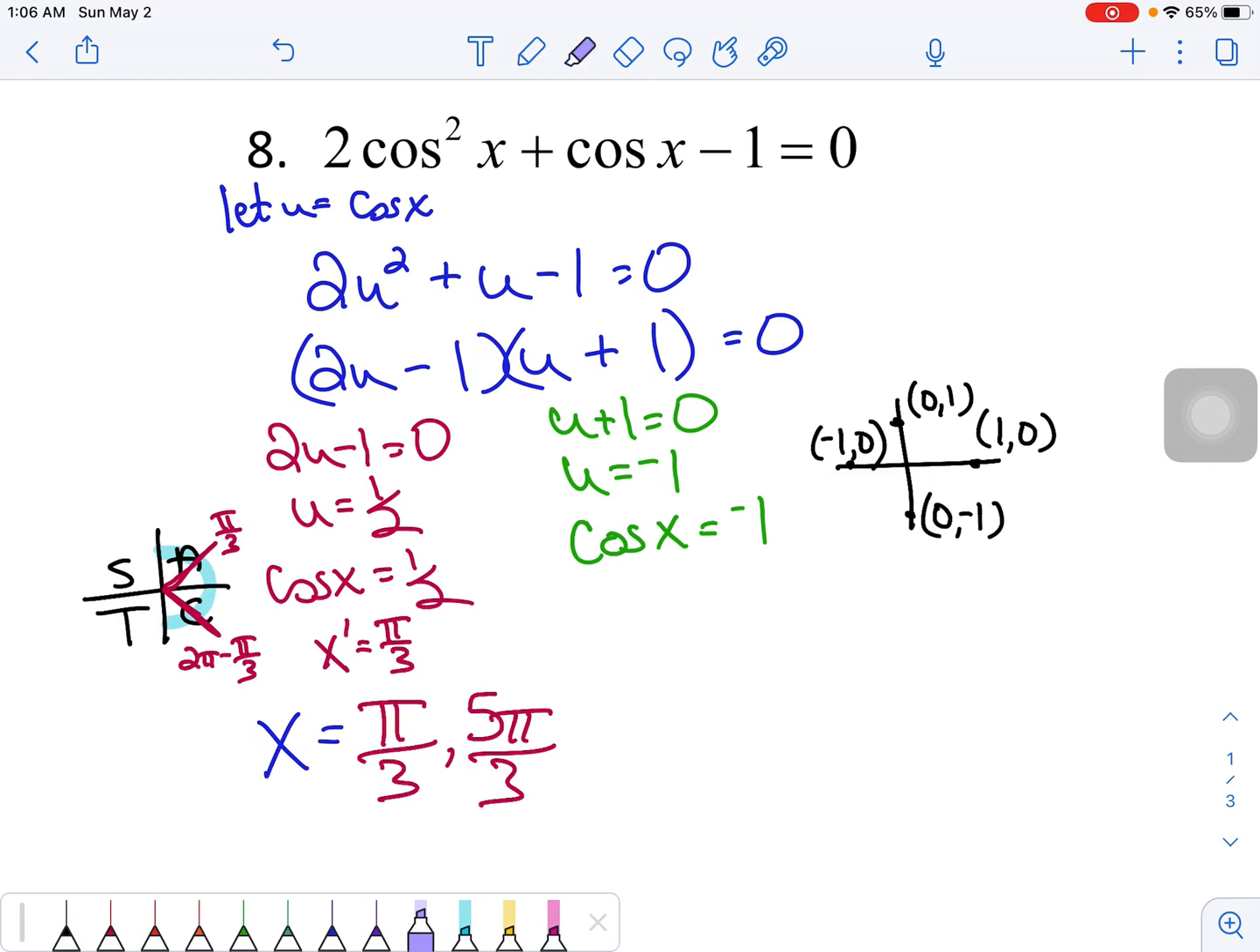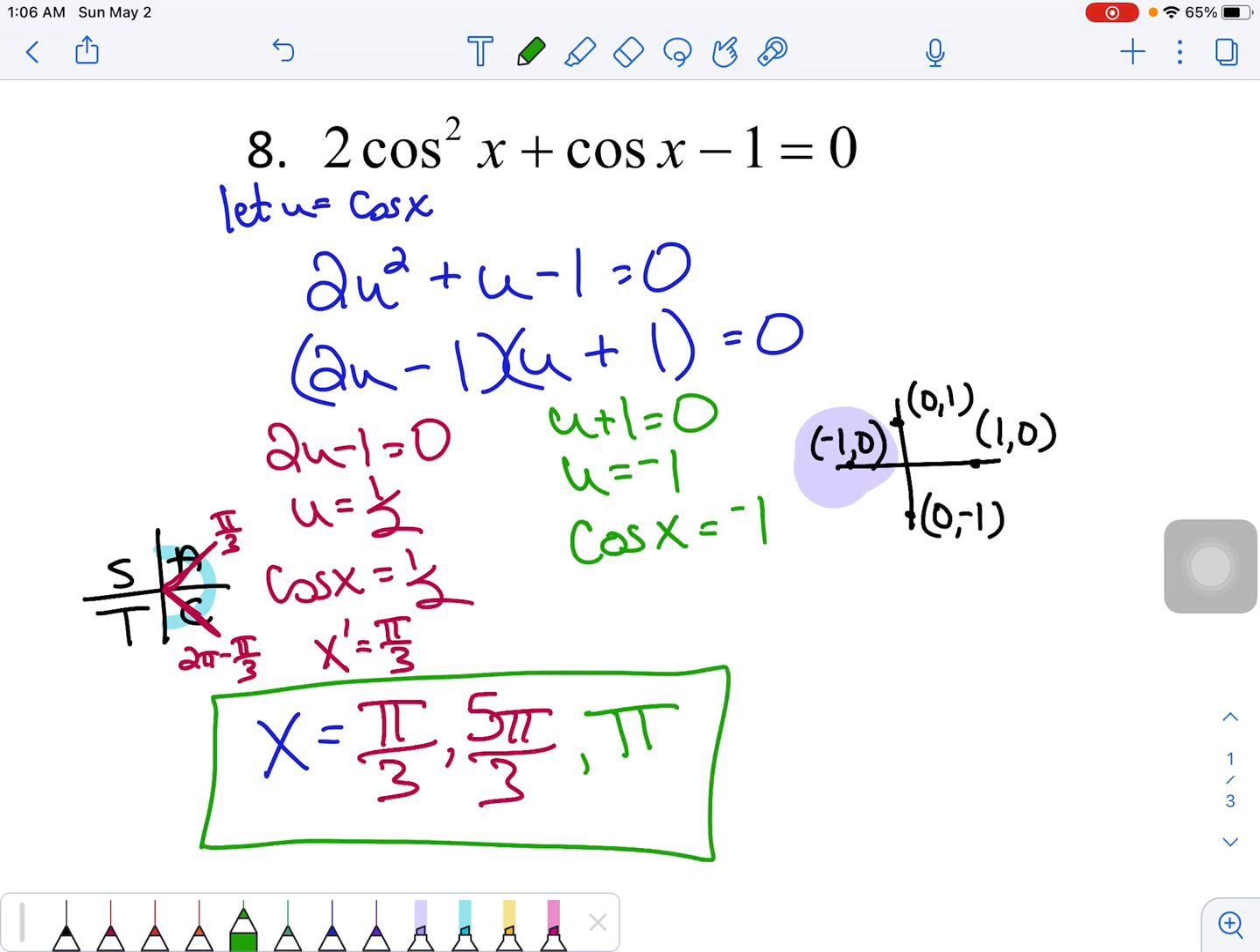Every ordered pair is in the form cosine, sine. So I'm looking for an x value of -1, which only happens right here. So that point, so this answer, cosine of x is equal to -1, the x value has to be pi. And that's the only option there to make cosine equal to -1. So those are the three answers for problem number 8.